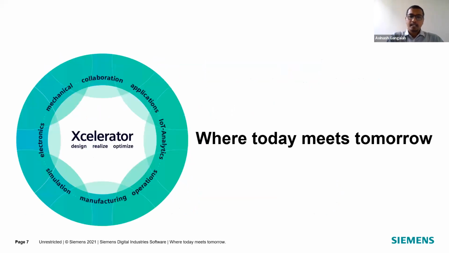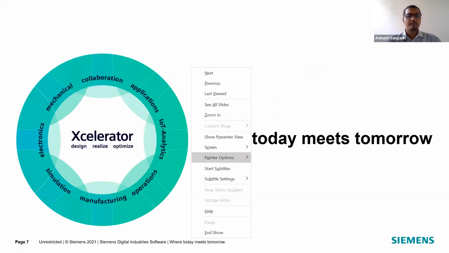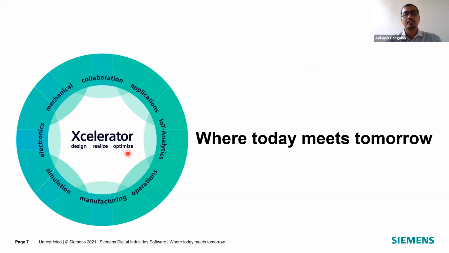That's where Siemens's accelerator portfolio comes into play. If you look at it, let me turn on the pointer here. So if you look at building a digital twin, what all would we need, right? It's not just product development. It's not just a CAD modeling platform.